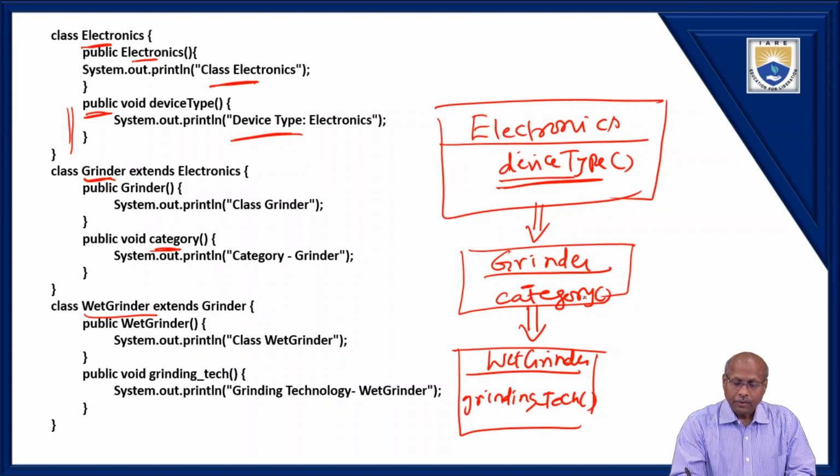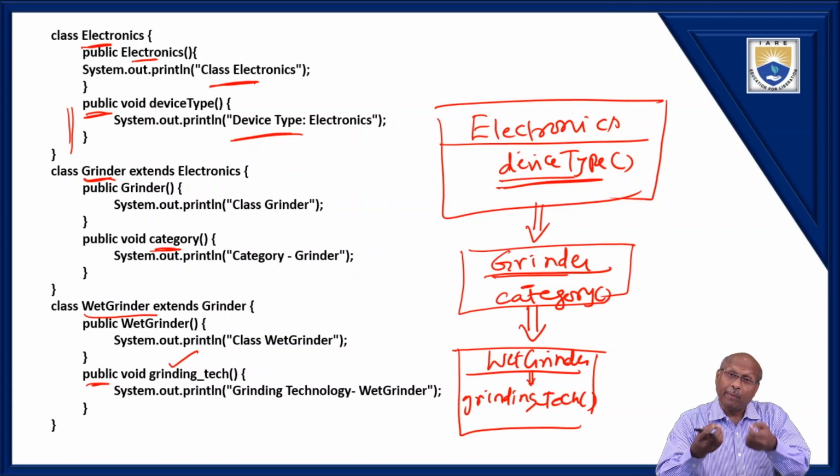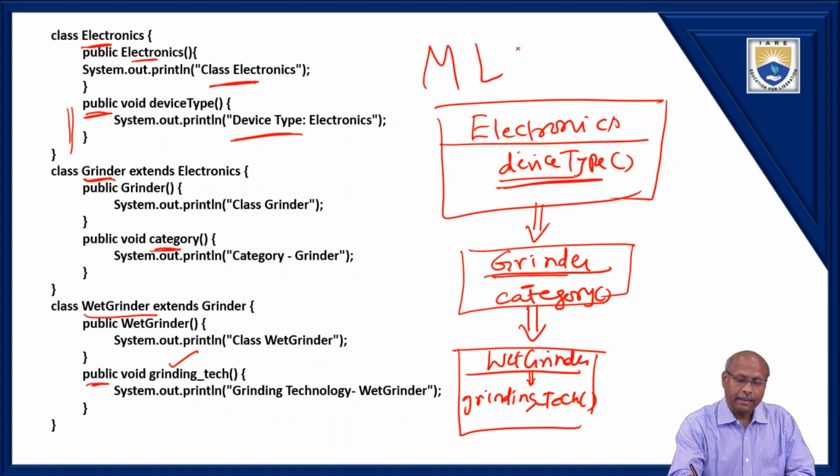Yeah. So my grinder class derives the property of the electronic class. The wet grinder derives the property of grinder. So whatever the attributes or methods are there, that will be available to wet grinder also. Now the wet grinder has only one method, which is also public. Of course, you can have one more class also. The wet grinder can be derived by some other class also. Now it is one type of multi-level inheritance.